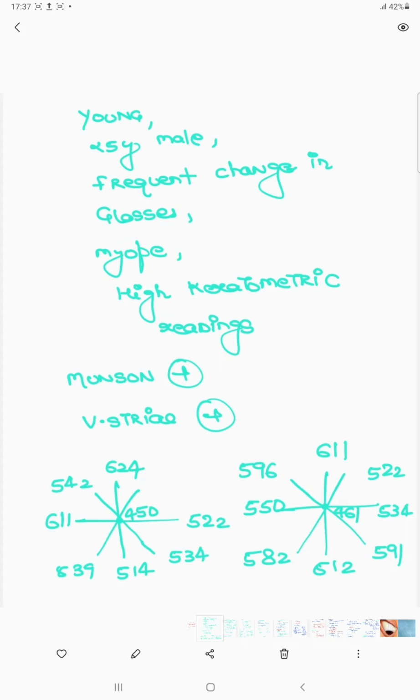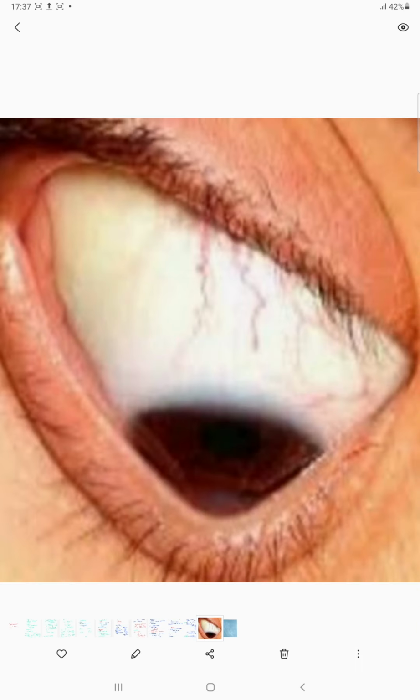He is a myope, and when we did the keratometry of the patient, the keratometric readings were high. Normally the keratometric readings are 44-45 diopter, but here we are seeing 49, 50 diopter. And when we asked the patient to look down, we saw a V-shaped deformity of the lower eyelid. That is a positive Munson sign, which is seen in patients of keratoconus.